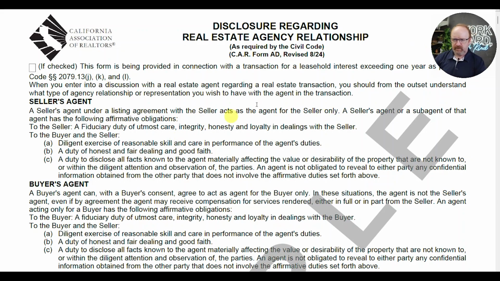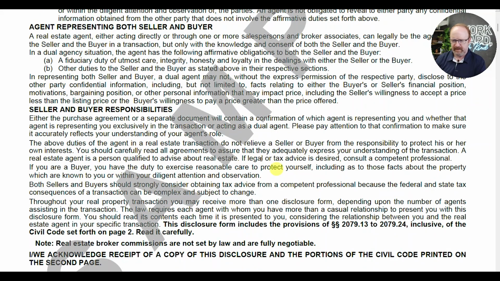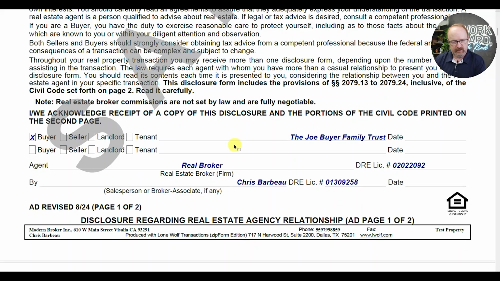So the agreement starts with the disclosure regarding real estate agency relationships. Again, this is the form that explains to the client the difference between a seller's agent, a buyer's agent, a dual agent, and what the responsibilities of each are. You should be familiar with this form. If you're not, you definitely should read it.